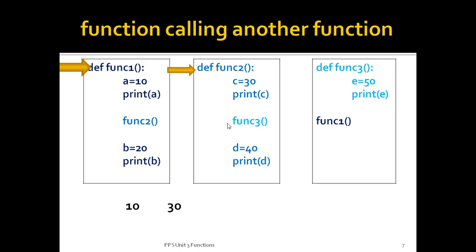Next, again you can see function 3 is invoked, so it will go to its definition, and after that e will get a value 50 and printing of e will take place. So as you can see, function 3 is completely executed. So what will happen next? The control will go to the statement following the one that called the function. That is, control will go to function 2's definition.